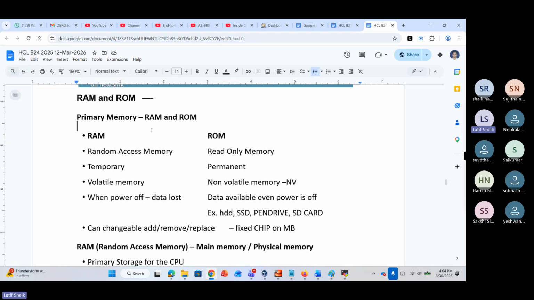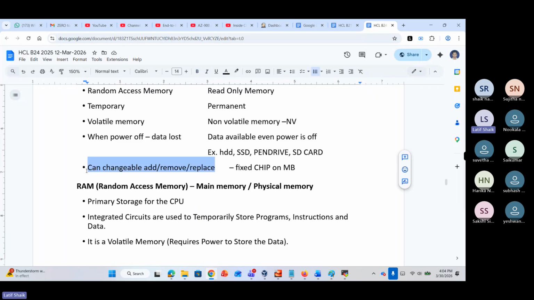Again, RAM is a module, so we can insert it into the system. We can remove RAM, insert RAM, add more RAM to the existing RAM, or replace existing RAM. So RAM can be changed in your system, but ROM cannot; it is a fixed chip on your motherboard. If you already have 4 GB of RAM, you can add another 4 GB and it becomes 8 GB. But ROM is fixed on the motherboard.